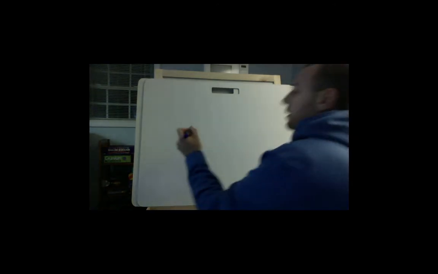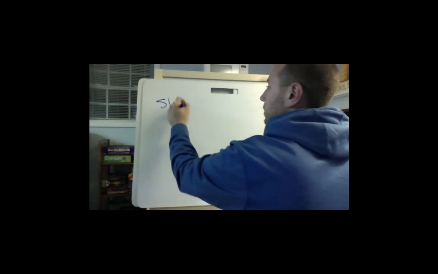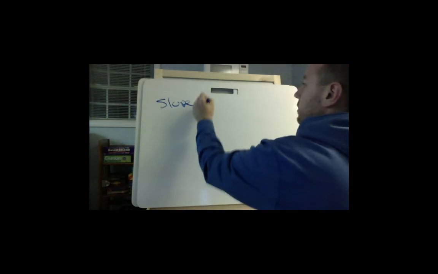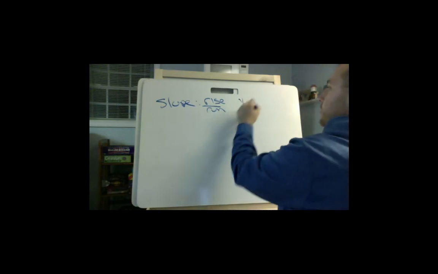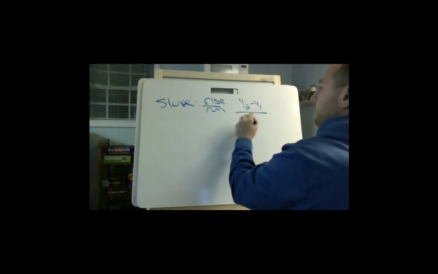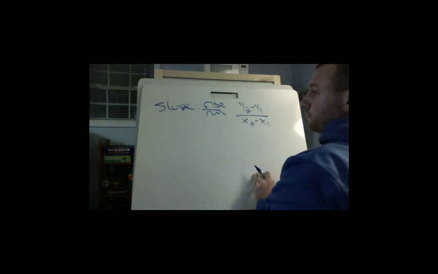Hey guys, so this is the quick review of slope. So slope, remember, there's two ways of doing it. Rise over run, or y2 minus y1 over x2 minus x1.